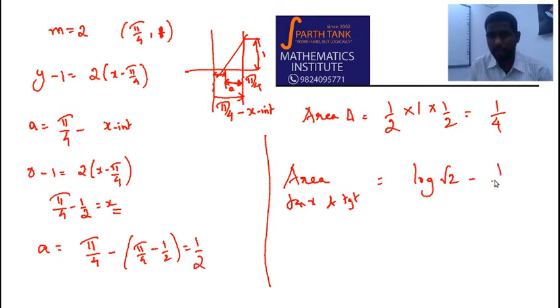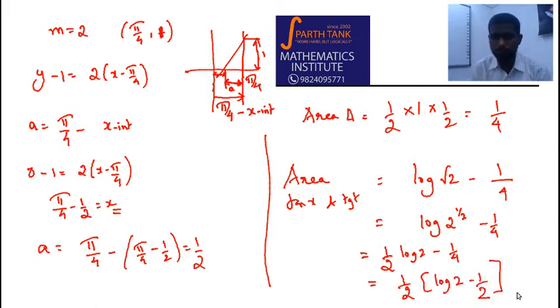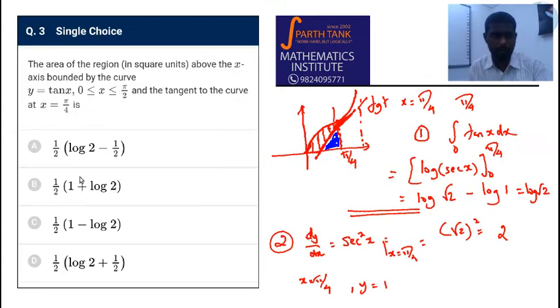minus 1 by 4. This can be simplified a little bit if we consider that log root 2 is nothing but log 2 power half. Bring that half in front: half log 2 minus 1 by 4, and take the half common. I get half of log 2 minus 1 by 2. So the answer is half log 2 minus 1 by 2, which is option A.